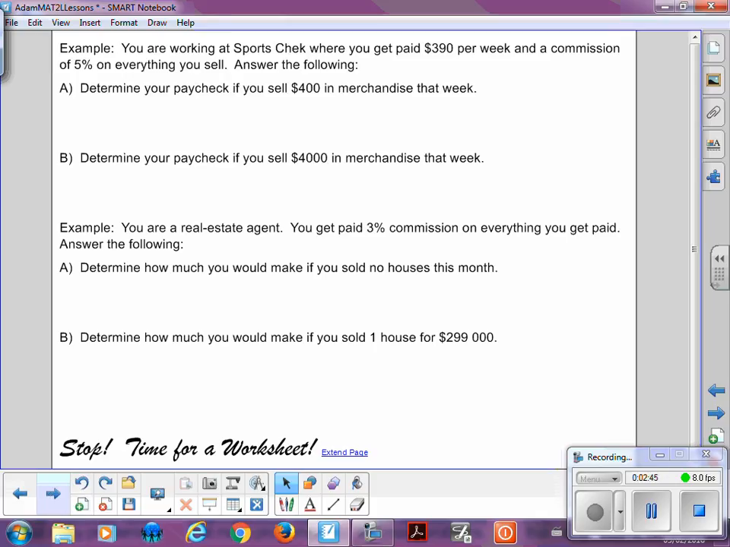So the first example, you're working at Sport Check, and they tell you you get a base salary of $390 per week. So 40-hour work week maybe. So let's say you're getting about $10 an hour. Usually they'll pay you minimum wage, but to encourage you to work hard, they give you a commission. So you get 5% of everything you sell. So for every $100, you will get $5. That's how that would work with 5%.